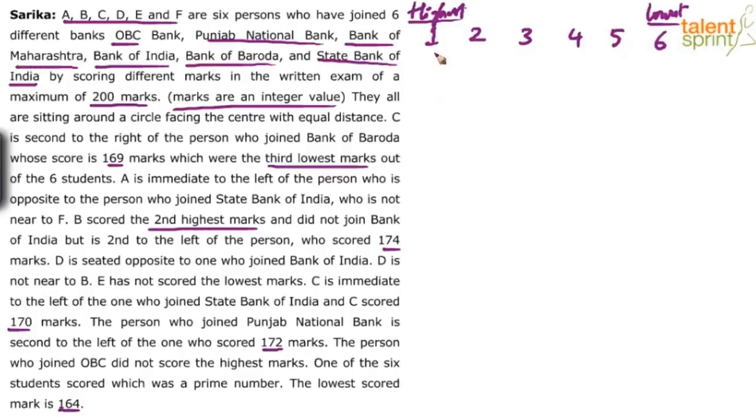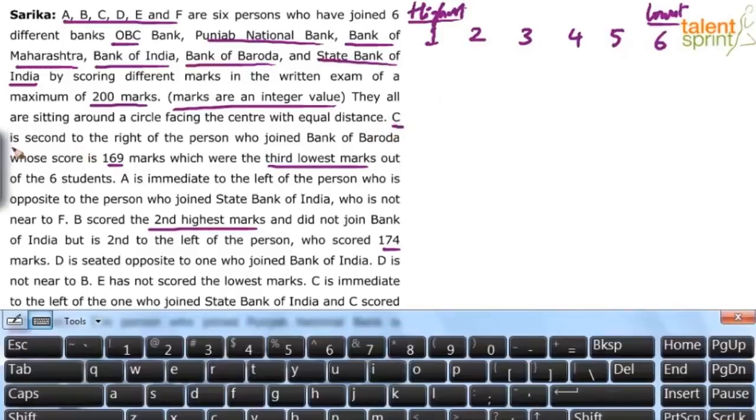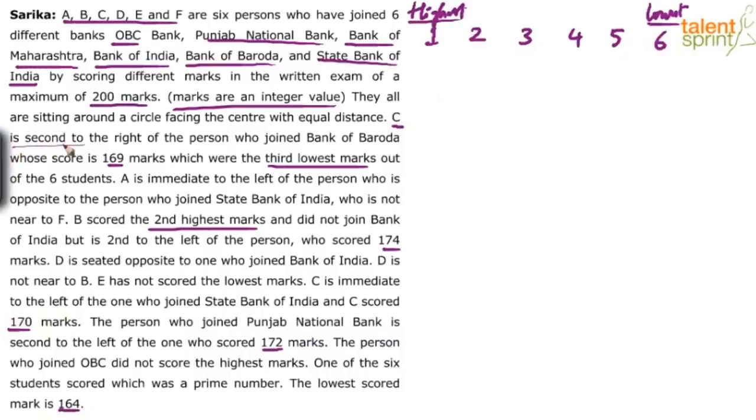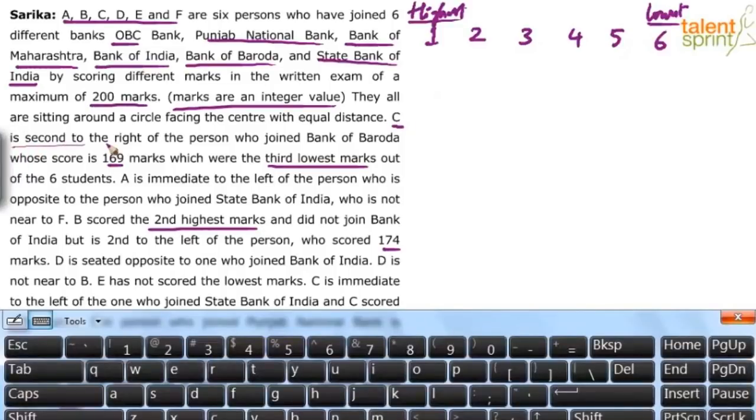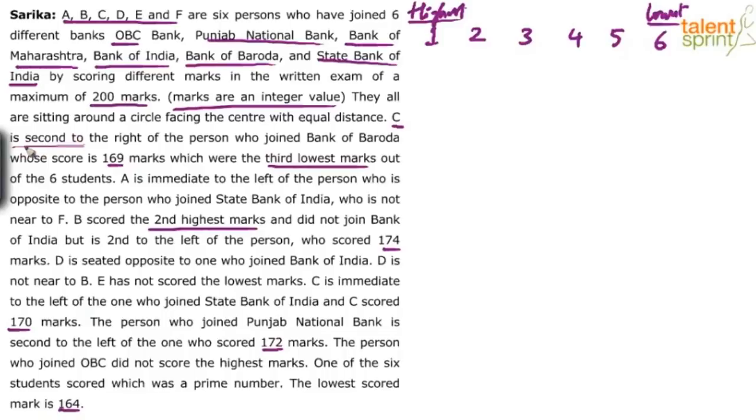Right? So if you read the first point, it says C is second to the right of the person who joined Bank of Baroda. So that's a simple point, right? C is second to the right of the person who joined Bank of Baroda. So let me draw, we'll put the marks here, right?